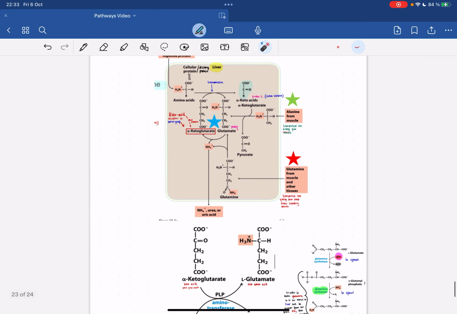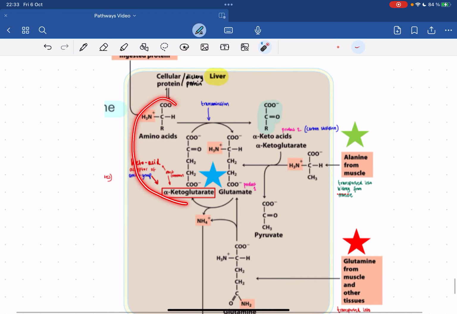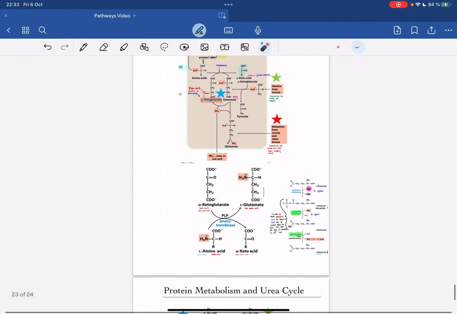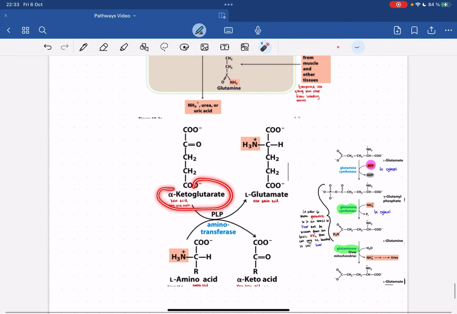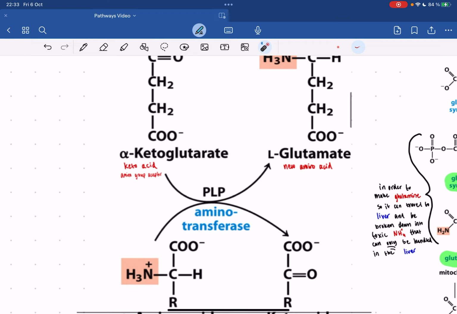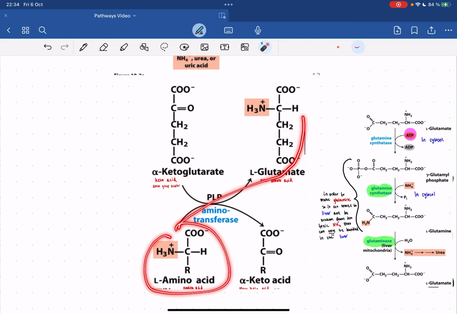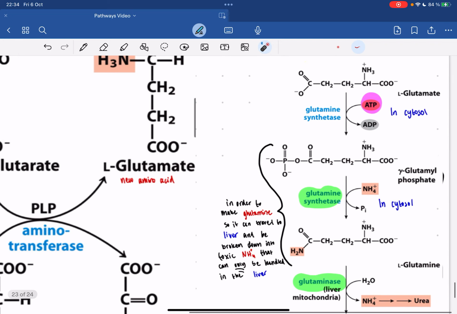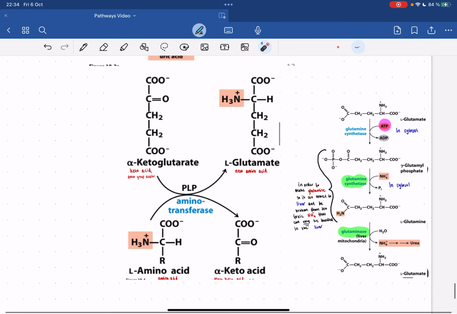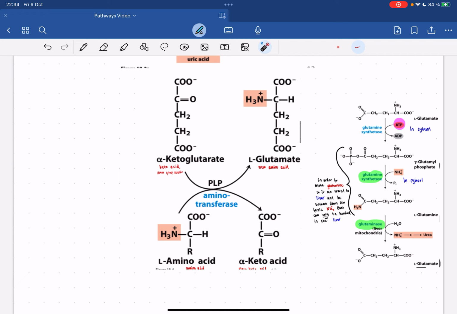Here we see this reaction in more detail, which is this right here. And it contains the alpha-ketoglutarate and amino acid being converted into glutamate and keto acid by the aminotransferase. And it's very easy to remember this enzyme. We're transferring an amine group from one amino acid into the next. This reaction is in order to make the glutamine.